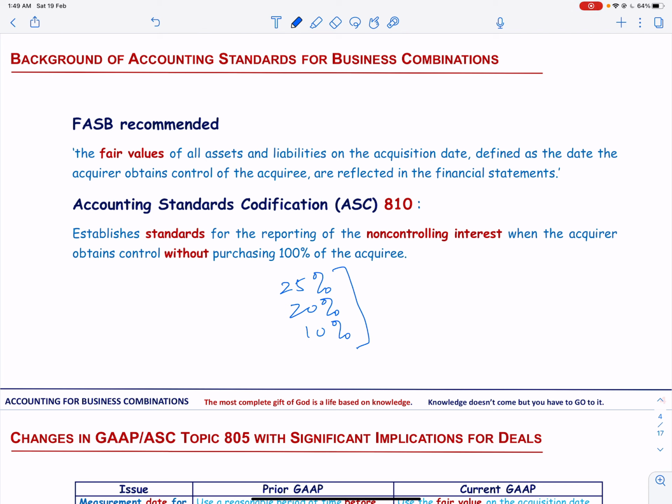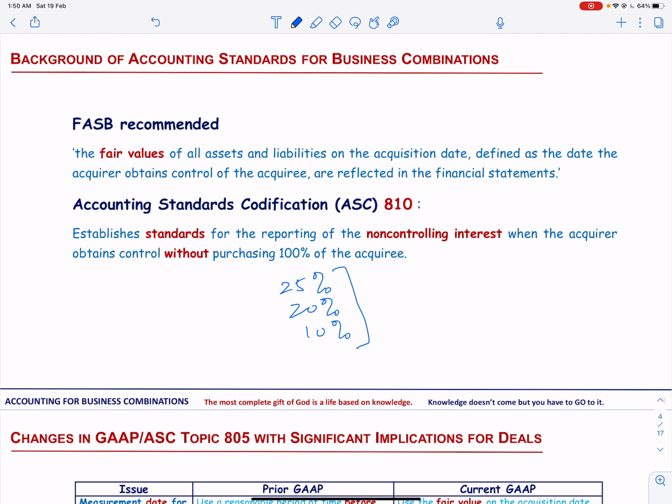understandability, and usefulness. FASB recommended that the acquired business should be recognized at its fair value on the acquisition date and not its cost. Under the current rules, the fair values of all assets and liabilities on the acquisition date, defined as the date the acquirer obtains control of the acquiree, are reflected in the financial statements.